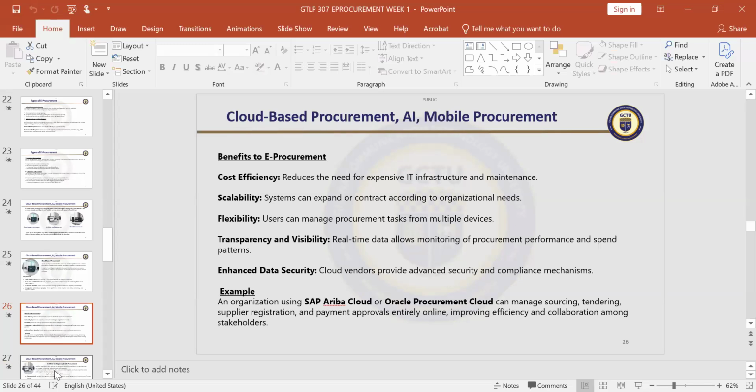It's also scalability. System can expand or contract according to the organizational needs. It fits into any organizational need, whether you are a bigger institution, whether you are a smaller institution, you can fit into that. And also flexibility. Users can manage procurement tasks from multiple devices. As I told you earlier on, my laptop, my phone, my tablet, desktop computers, somebody's phone. And there is transparency and real-time visibility. Real-time data allows monitoring of procurement performance and spend patterns.